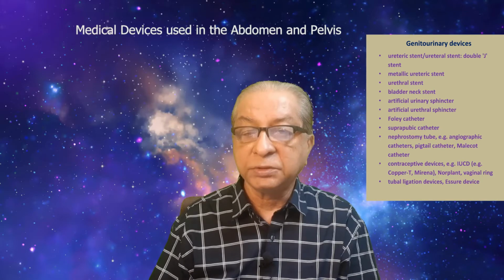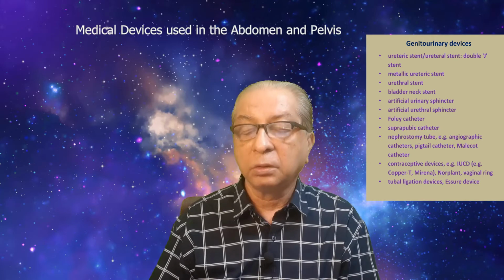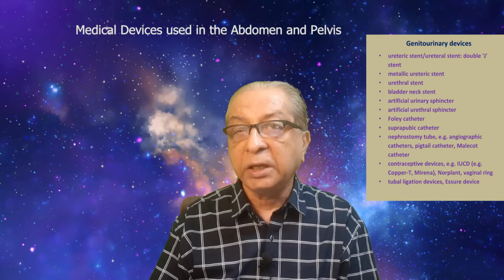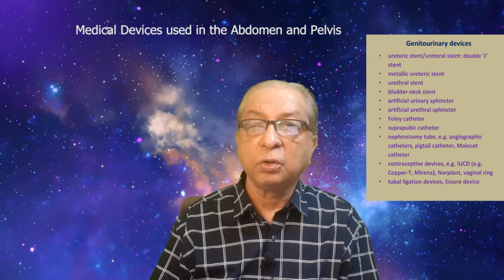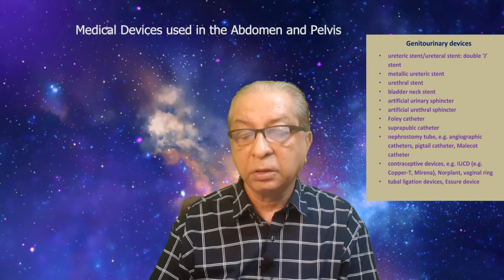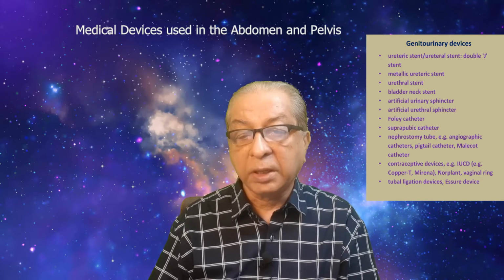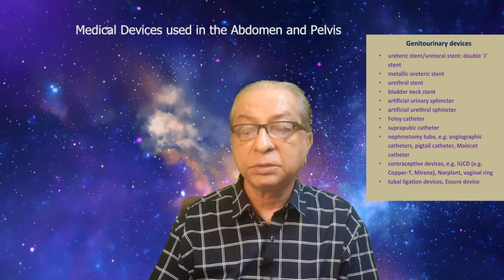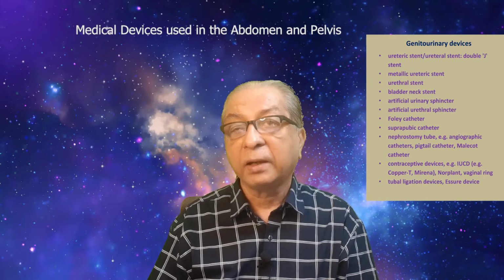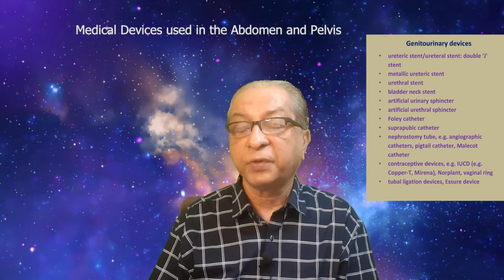Just below the abdomen is the area containing the genitourinary organs of the body. There we use ureter stents, metallic stents, plastic stents, and bladder and neck stents, where urine bags are fixed.